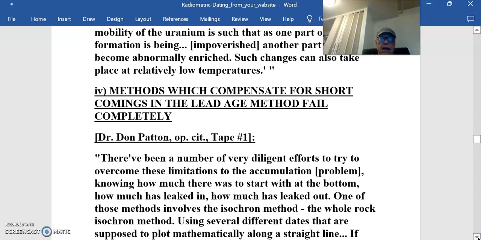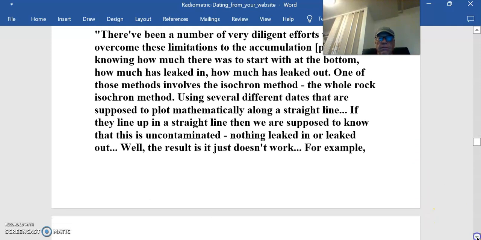Don Patton: There have been a number of very diligent efforts to try to overcome these limitations to the accumulation problem, knowing how much there was to start with at the bottom, how much leaked in, how much leaked out, and so on. One of those methods involves the isochron method, the whole rock isochron method, using several different dates that are supposed to plot mathematically along a straight line. If they line up in a straight line, then we're supposed to know that this is uncontaminated, nothing leaked in or leaked out. Well, the result is it just doesn't work.